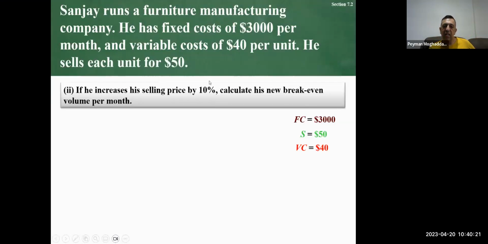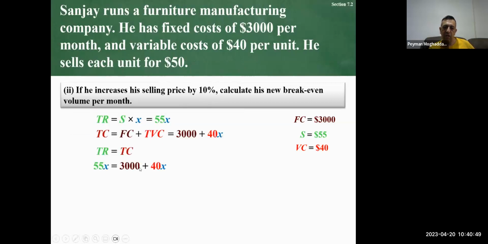Now the selling price increased by 10%. It means that instead of selling for 50, he is going to sell for 55. How do we calculate it? 10% of the selling price is 5, added to 50 is 55. That's easy. Or we can multiply the selling price by 1.1, which is 1 plus 10%. That's the new selling price.